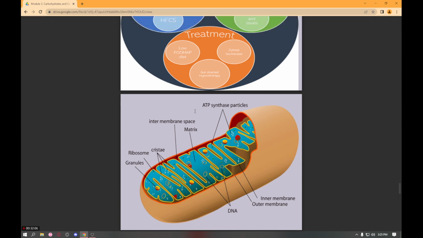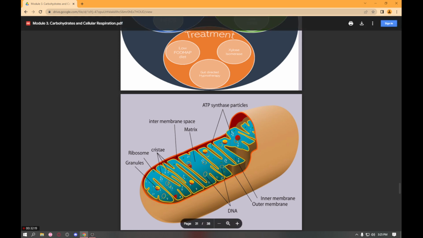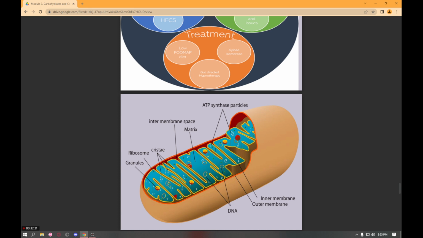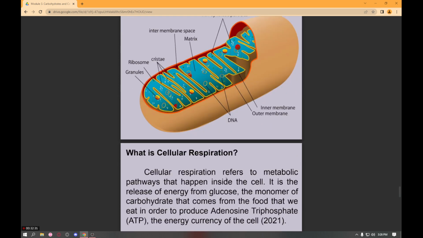But your Krebs cycle, which is the second stage of cellular respiration, happens inside the matrix. But the inner membrane here, it is pointing inward. Okay? But take note, class, that your matrix is where the Krebs cycle happens. And then, the inner membrane is where the ETC, or the electron transport chain, happens.